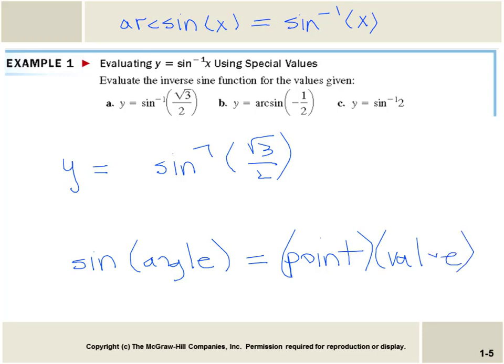But remember, for inverse functions, the domain and range switch. So if I want the inverse sine, I'm putting in a value, and I'm returning an angle. Clear?